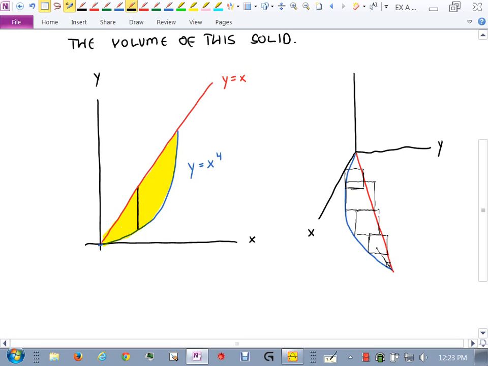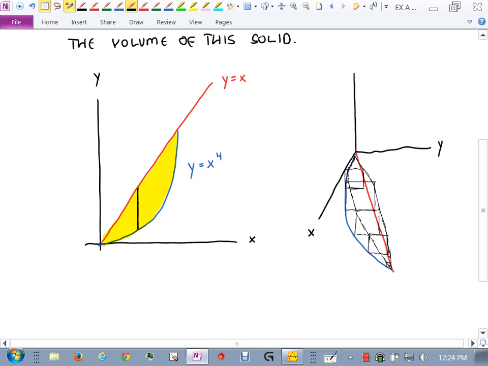If I connect these edges, it looks something like that. And it'll pinch down over there. And it comes up like this. And it pinches down like that. You kind of get an idea of what it looks like this way. But the big thing for you is to come up with the formula that gives you that volume.